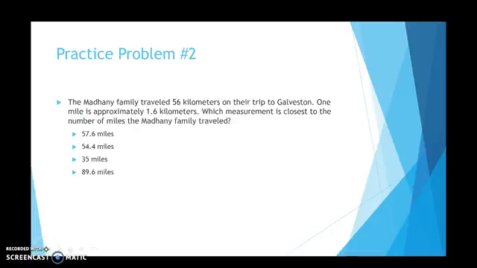Moving right along, the Medheny family traveled 56 kilometers on their trip to Galveston. 1 mile is approximately 1.6 kilometers. Which measurement is closest to the number of miles they traveled? So we have kilometers and miles. So it says they traveled 56 kilometers. I'm going to keep kilometers on top. And it gives us the ratio that 1 mile is 1.6 kilometers. So again, kilometers are on top, 1 mile on the bottom. Put my x, do my cross product.